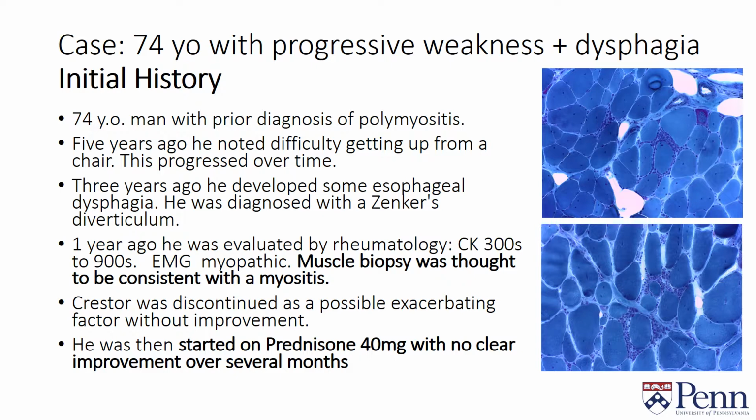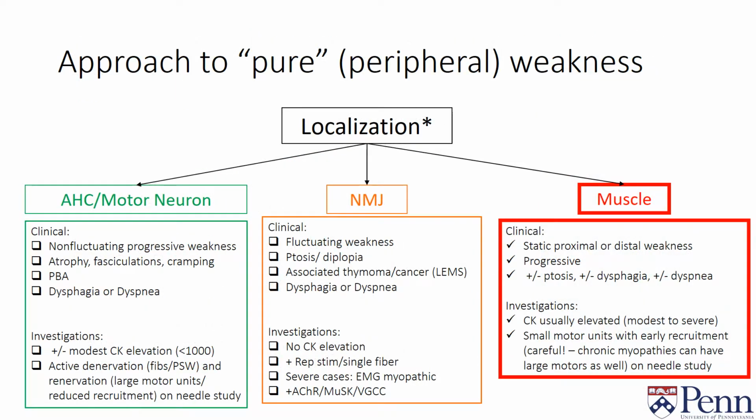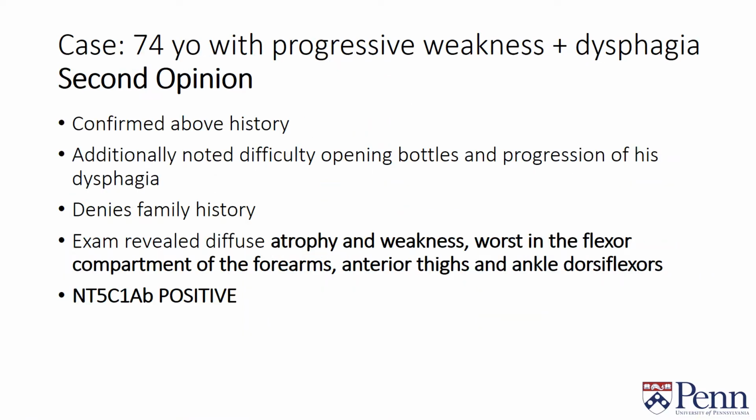Initially, his statin was thought to be a possible cause, and this was discontinued, but that didn't improve. Then he was started on prednisone for polymyositis, and he did not improve. So again, clear myopathy, he kind of checks all the boxes, but the question is, does he have a myositis which should respond to treatment? So he was sent to neurology for a second opinion.